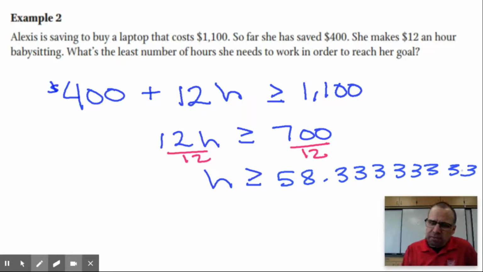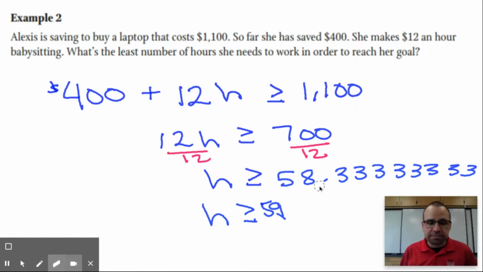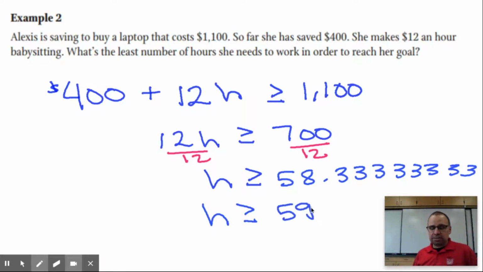Again, what are we looking for? Well, h is the number of hours, so I don't know what 0.333333 of an hour is, and if you babysit, you're either going to get paid for 58 hours or you'll get paid for 59 hours. And since it has to be greater than 58.33333, here's our final answer: H has to be at least 59 hours.